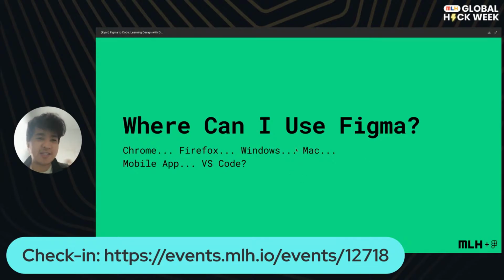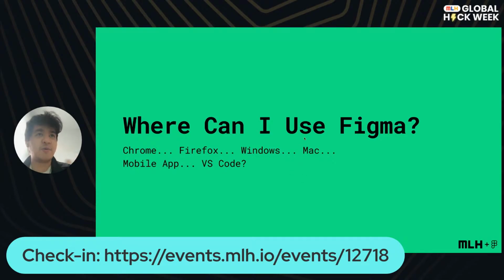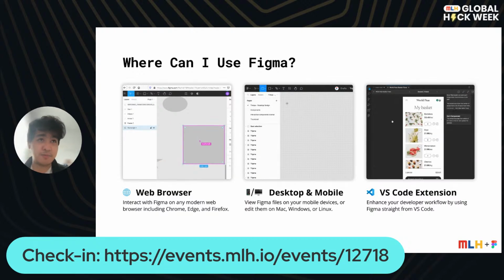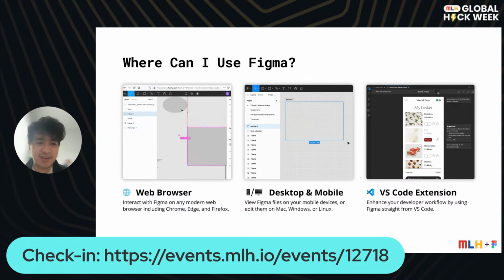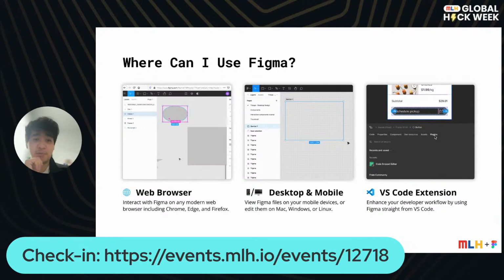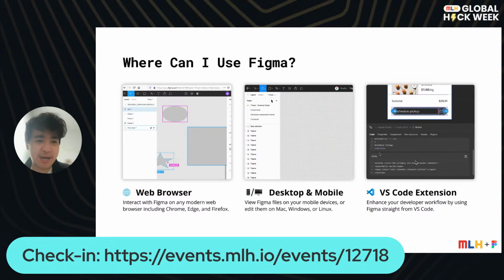So moving on to the slides, where can you use Figma? Well, quite simply put, you can use it everywhere. It's in your web browser, it's on desktop and mobile. So if you have a phone, you can use Figma on the Figma app. And you can also use it inside of your IDE with the VS Code extension. It is pretty neat, pretty awesome. And if you're wondering how this all works, it's an Electron app. It's pretty cool.